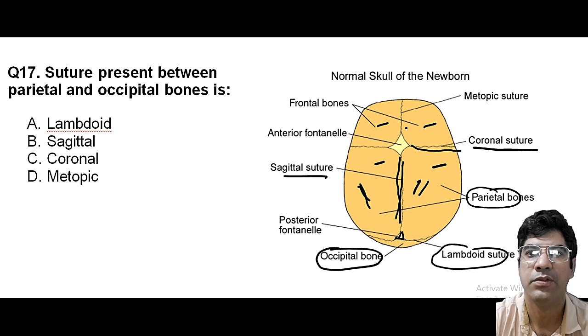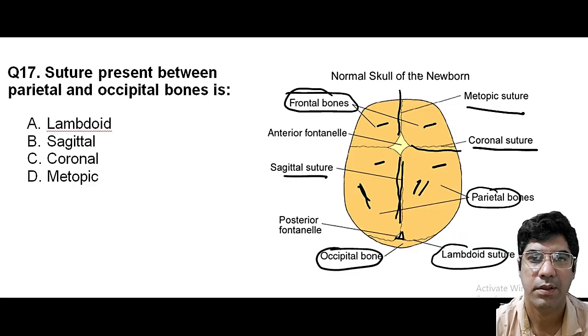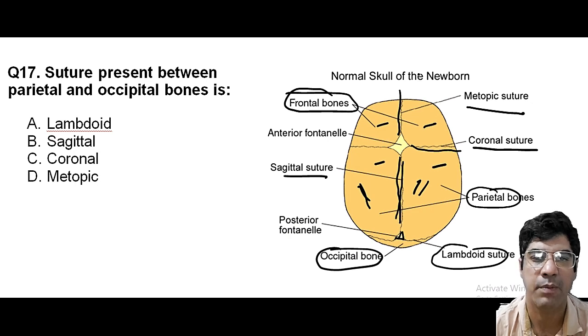Metopic suture. So this one is the metopic suture. It runs in the midline of the frontal bone. It is commonly seen in infants, and it fuses as the person grows. The bone fuses into a single frontal bone.